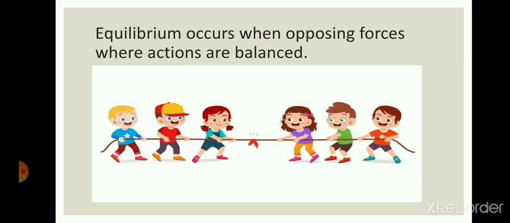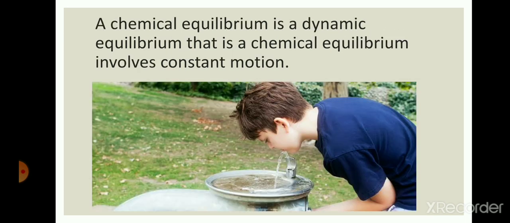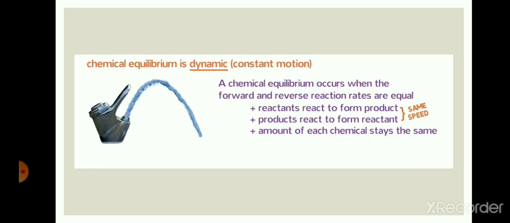Equilibrium occurs when opposing forces or actions are balanced. It's kind of like a tug of war. When the two sides pull equally, nobody goes anywhere, even though they're pulling with a lot of force. But tug of war is a static equilibrium. The chemical equilibrium is a dynamic equilibrium, that is, a chemical equilibrium involves constant motion, kind of like a water fountain. The water is constantly in motion, but it stays in the same place, more or less.